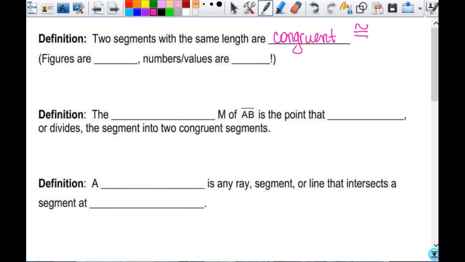So two segments with the same length are congruent. Figures are congruent. Numbers and values are equal. Two segments cannot be equal to each other. That doesn't make any sense. Two values can't be congruent to each other. That doesn't make any sense. But if I draw my segments, AB and CD, and I have no idea how long these are, I do know that they are the same length at least, which means that they're congruent.